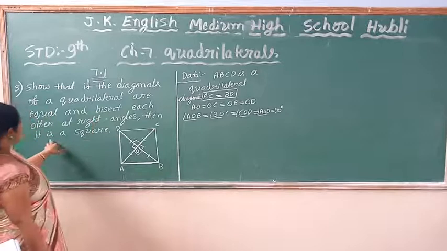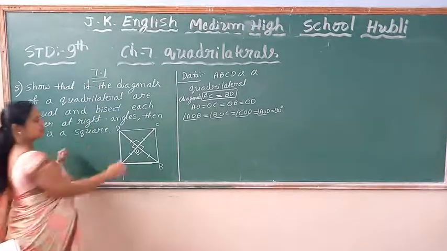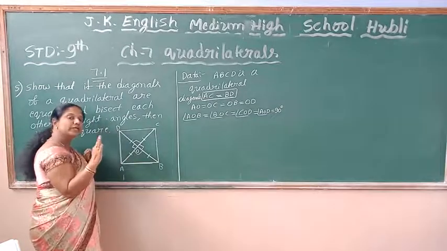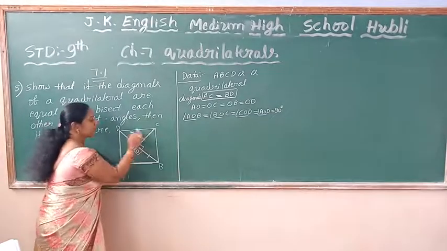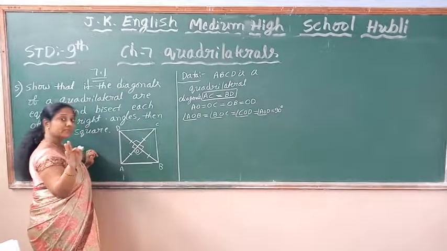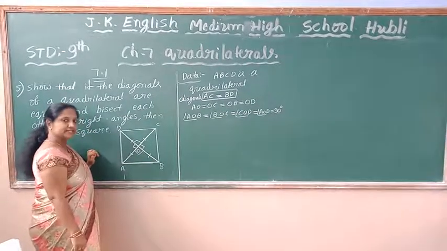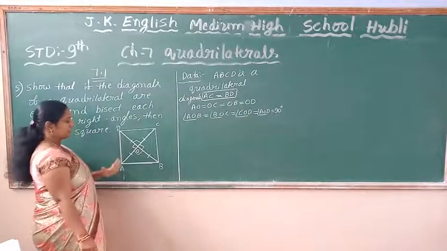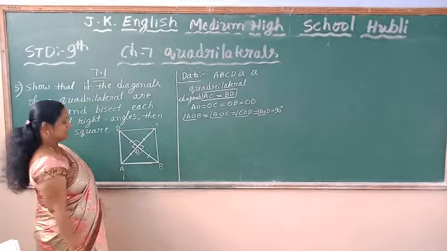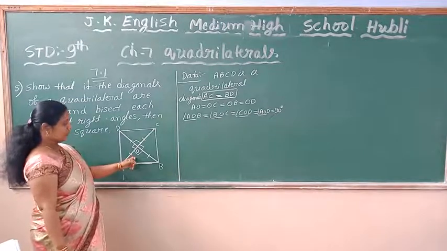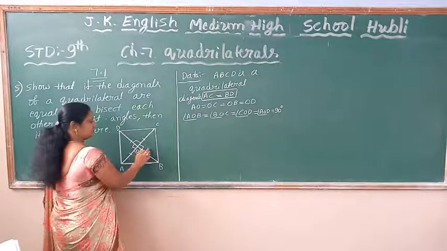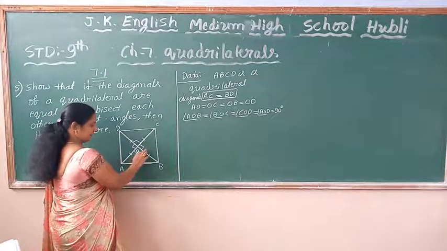So then it is a square. I have to prove it. The given quadrilateral is a square. To prove it is a square, I have to prove all four sides are equal, and if I prove any one of the angles is 90 degrees, then automatically this becomes a square, children. So now for that, I am going to consider these two triangles.